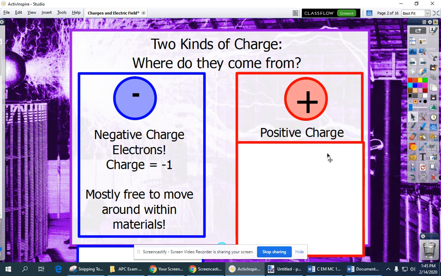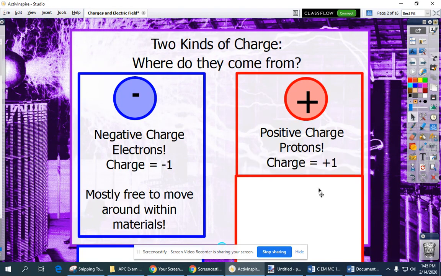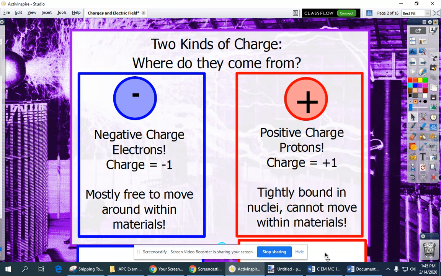Positive charges, on the other hand, are only found in protons. Again, there's other things that are positively charged, but we're mostly going to stick with protons. They have a charge of +1, sort of. And they are tightly bound within the nuclei. So unless they're just floating in free space, when they're part of a desk or your shirt or a bicycle or whatever, they can't move. They're stuck tight in the nucleus. So if something is positively charged, it's usually because there's too few electrons on it, not because there's too many new positive charges.